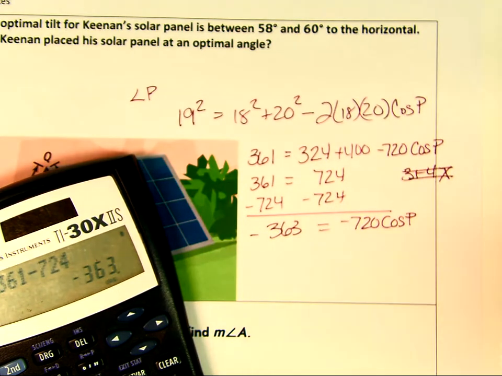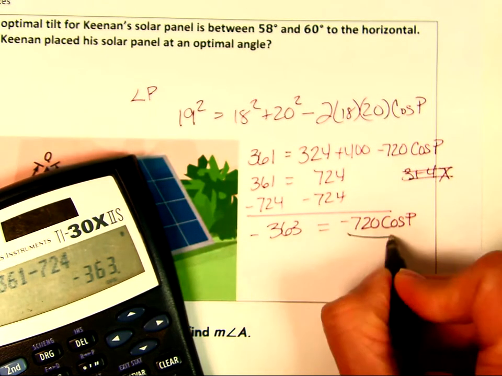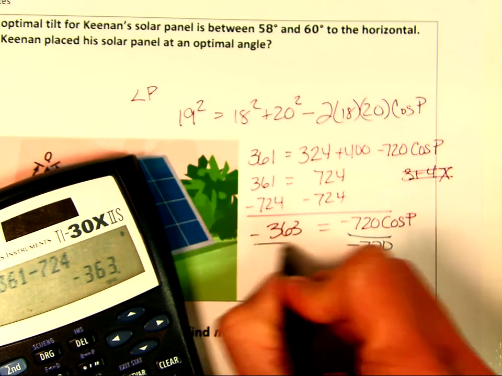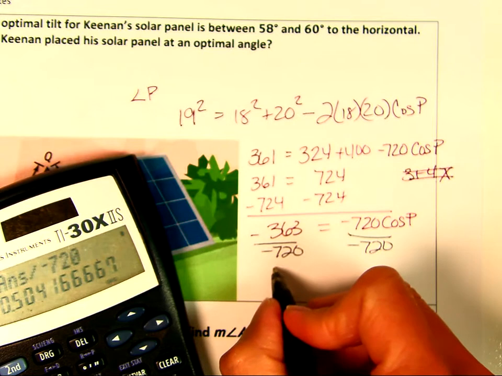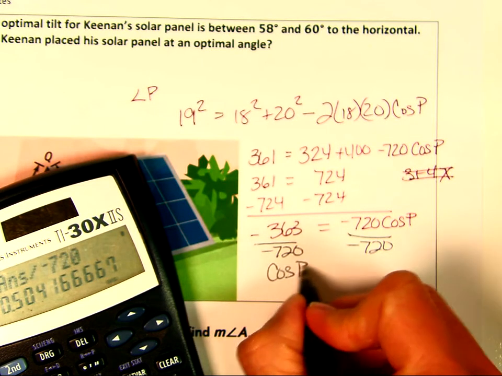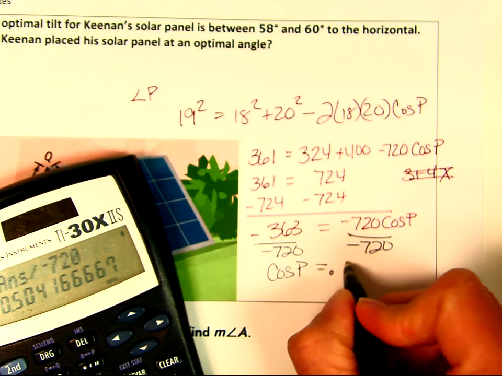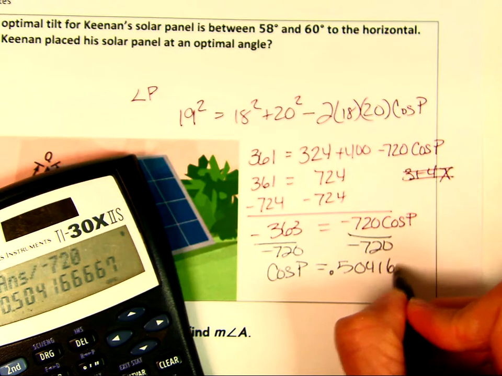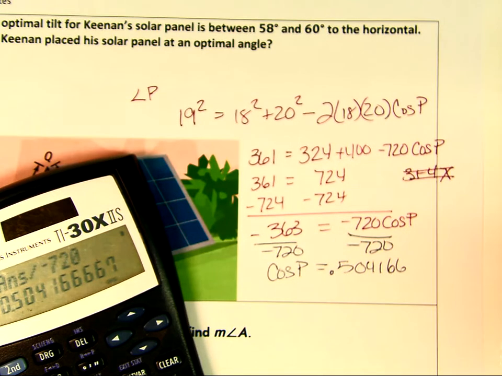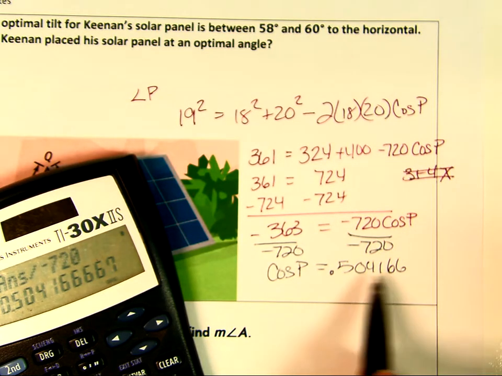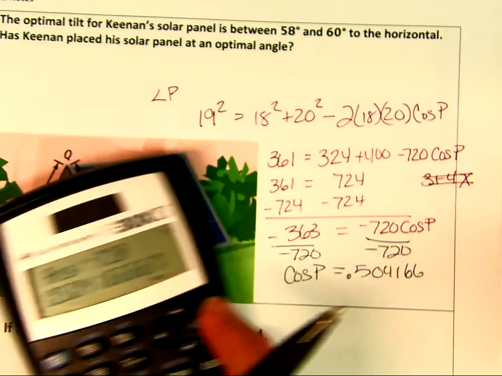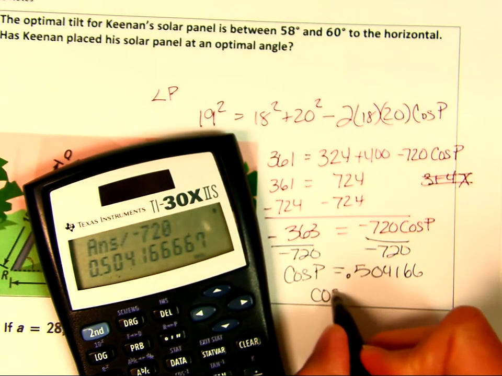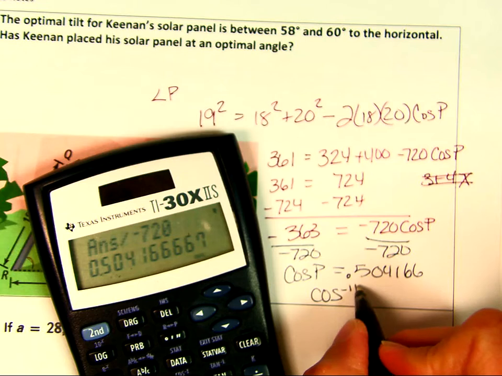And now I can go back and divide by negative 720. So I'm going to take that and divide by negative 720. And I get that the cosine of P is equal to 0.504166 and so on. I like to leave that in my calculator because this is so sensitive right here that 1/10 is completely different. So I'm going to now use my cosine inverse to find P.